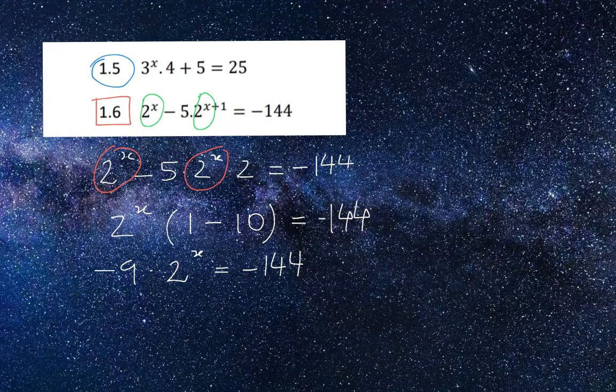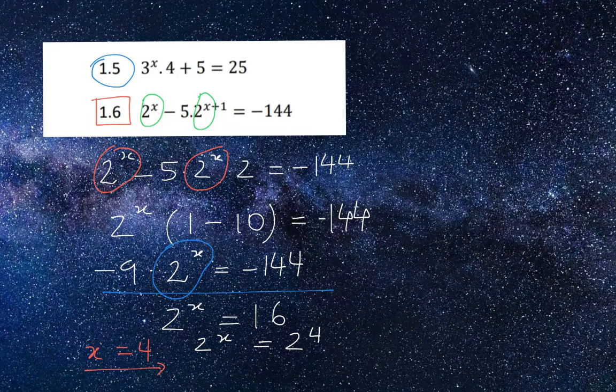Therefore, we're back to our type 1 of the equation, which we just did on the previous slide. We need to have 2 to the x on its own on one side of the equation, and if we divide both sides by minus 9, we get 2 to the x is equal to 16. Okay, and it takes us, like I said, back to a very basic example. 2 to the x is 2 to the 4. Therefore, in the first example, we get x equals 4.